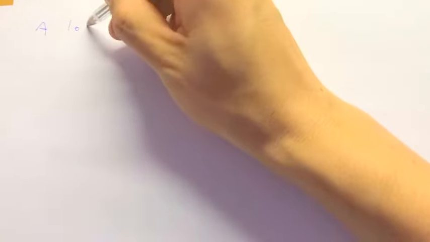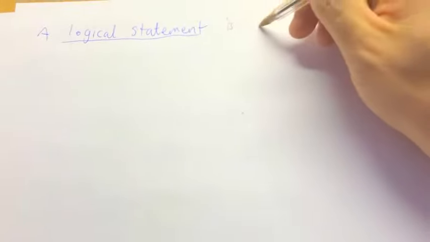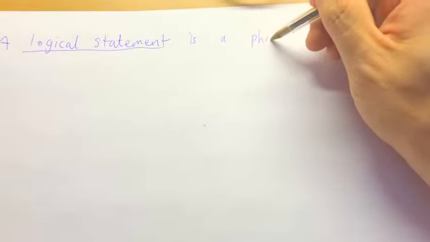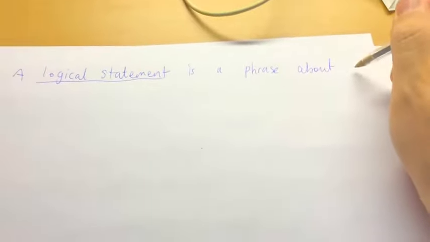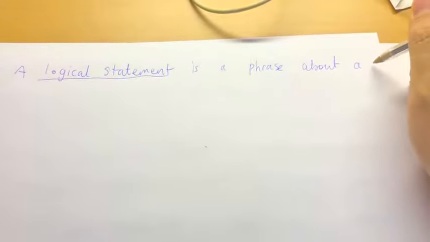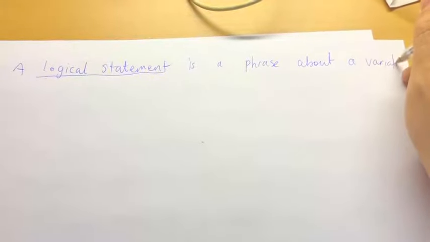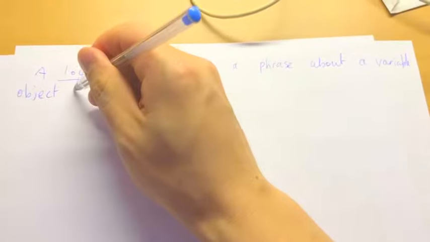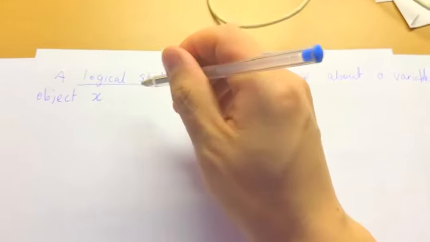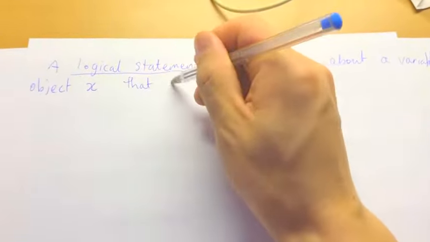So I want to talk about logical statements. And a logical statement, for me, is a phrase about a variable object, which I'll call x, that is either true or false.